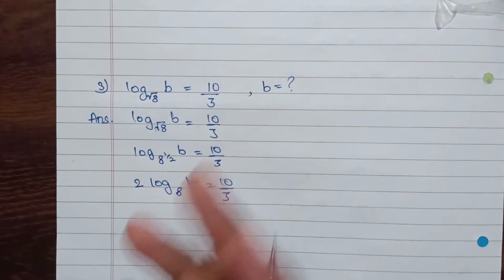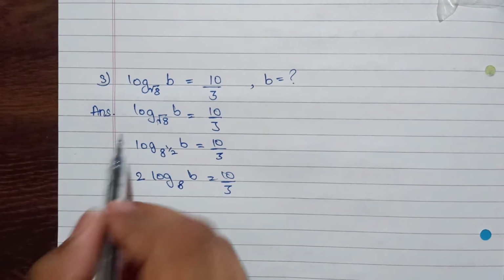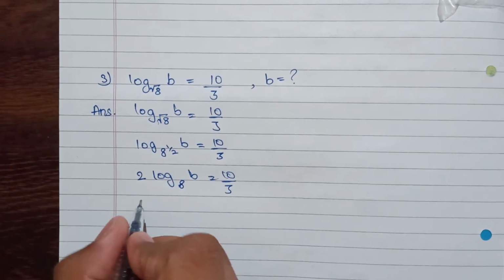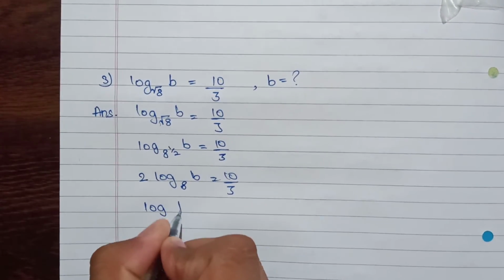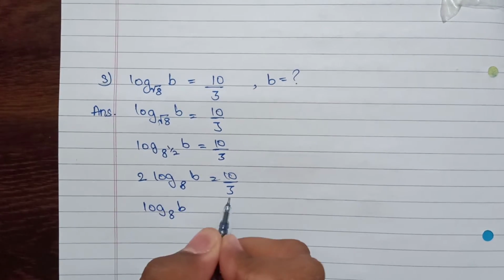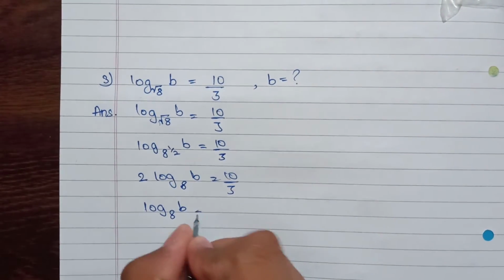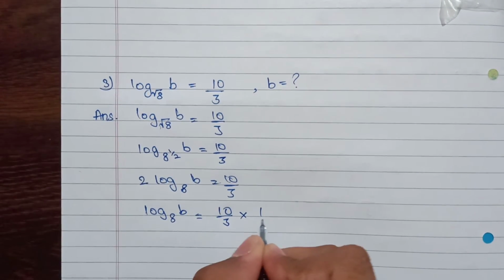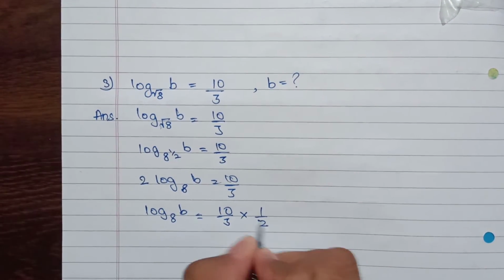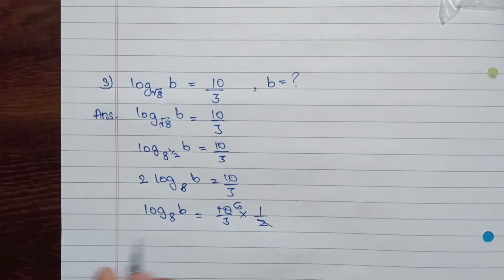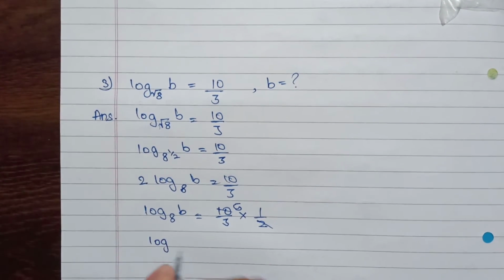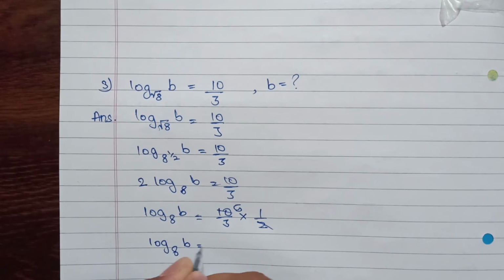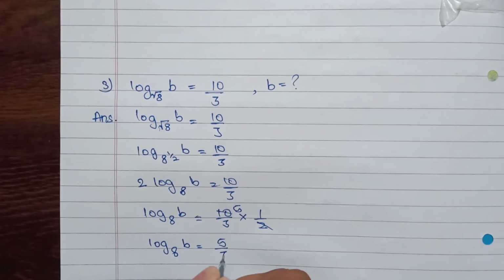Our very next step would be this 2 will come in this side, and as we all know, if any number from this side goes to this side, it will come in denominator, so it will become equals to 10 upon 3 into 1 upon 2. So this 2 and this 5 will get cancelled, so it will be log b to the base 8 equals to 5 upon 3.